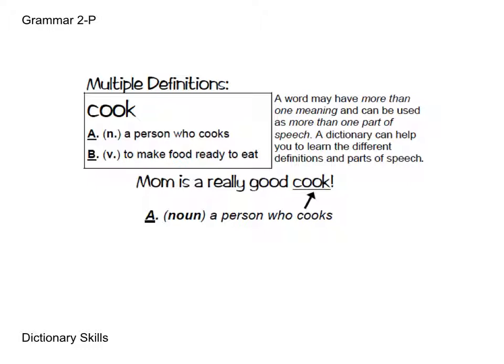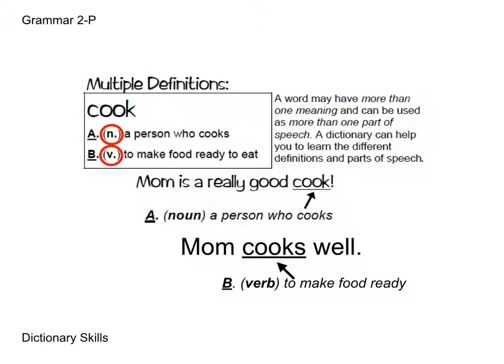So here we have a dictionary entry with cook, and we have the noun and verb form. A noun form would be a person who cooks, and the verb would be to make food ready to eat. And we have our example sentence, which is "Mom is a really good cook." And we can see that cook is a noun. It's naming a person who cooks, who is Mom. And so we can see that that is the definition for that word based off of the part of speech.